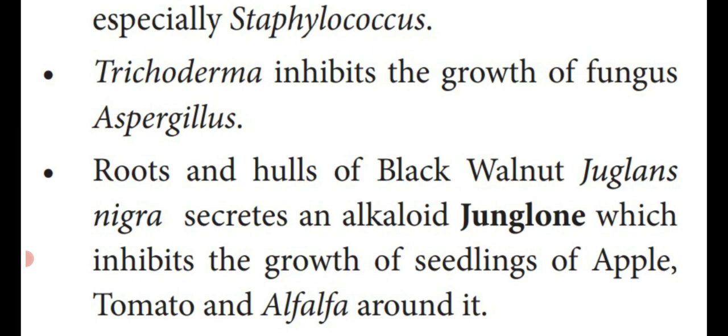Next one, roots and hulls of black walnut, Juglans nigra, secrete an alkaloid known as juglone, which inhibits the growth of the seedlings of apple, tomato and alfalfa plants. Hulls means the outer side of the seed coat of a black walnut. Black walnut, binomial name is Juglans nigra. It secretes an alkaloid known as juglone. This alkaloid inhibits the growth of seedlings of apple, tomato and alfalfa. So these are all the different examples of amensalism.